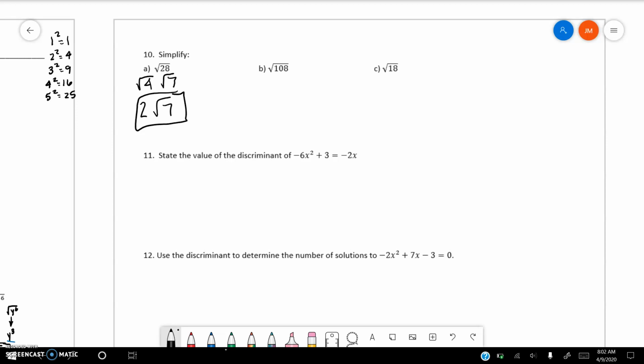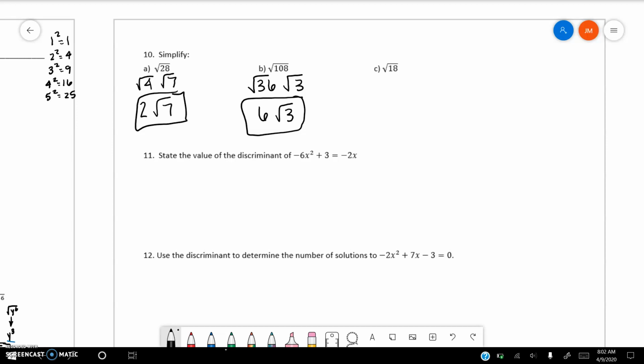For 108, I believe the biggest perfect square that goes into this is 36. Let me check. Yep. So you have 36 and 3. So this turns into 6 root 3. And again, if you are not getting these numbers, just try dividing by a bigger perfect square. Look at that list or make yourself a new one. You guys know how to do this. And then start dividing from the bottom of that list up, and eventually you'll get to the biggest one.